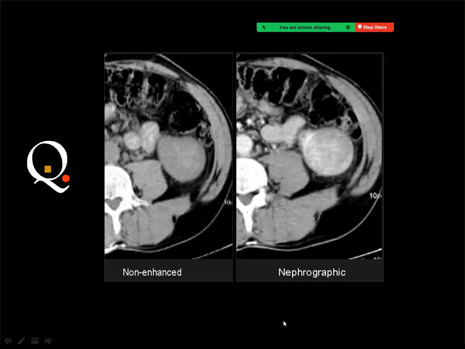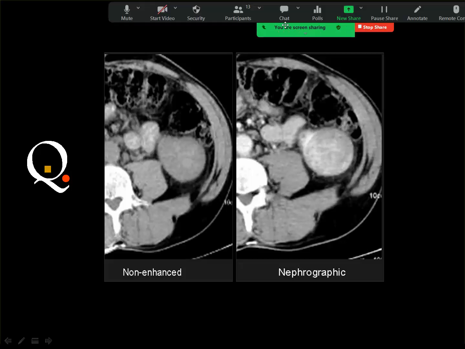The next case is pre-contrast and post-contrast scans of the region of the left kidney.